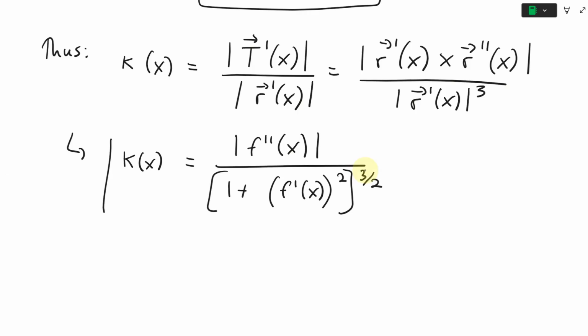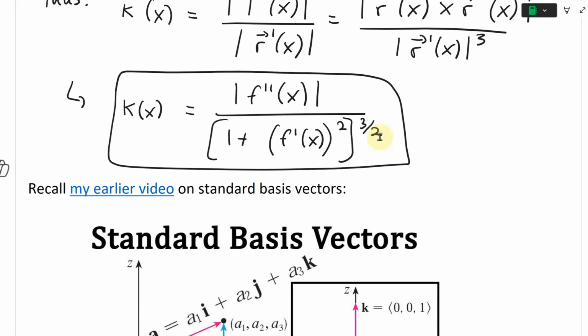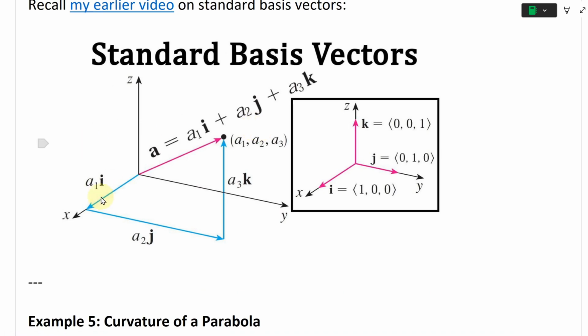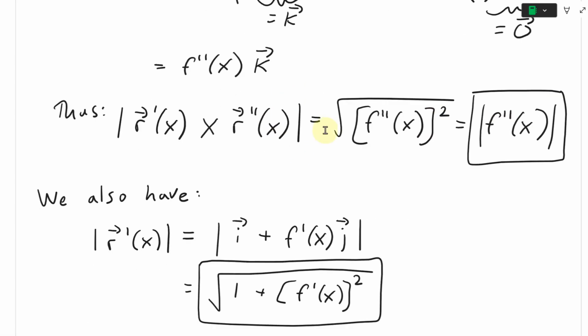And this is a special case where we have a plane curve y equals f(x). So epic stuff there. All right, and now we have that. And also, a quick recap from my earlier video on standard basis vectors, just to illustrate again what they were, because we were using the fact that i cross j equals the k standard basis vector, and j cross j is equal to 0.